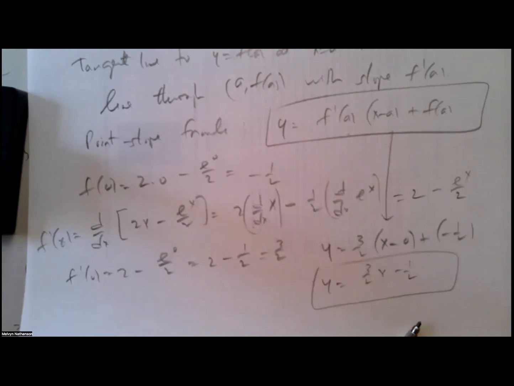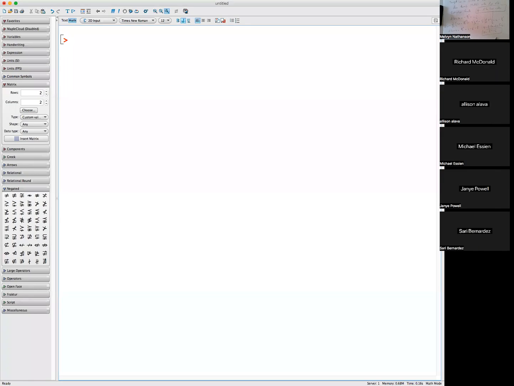Okay, let's see if I can do this in Maple now. Let me try to share the screen. Okay, so you should see a Maple window. And we were looking at the function 2x minus e to the x over 2. So x goes to 2 times x minus exp of x, that's e to the x, over 2.